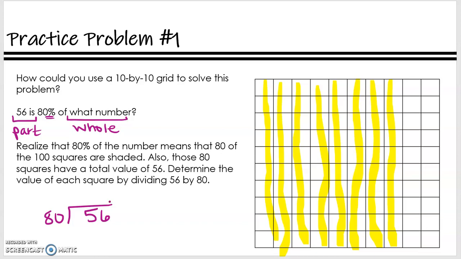So I'm going to put a 0 here. A decimal, a 0 here. And I'm going to make this 560. Okay. And 80 goes into 560 7 times. So the answer, which is exactly 560. Therefore, each section, each little square is worth 7/10. Okay. That means if I take 7/10 and I multiply that by 100, that's going to tell me the entirety of this square. But let's go to the next slide for that part.